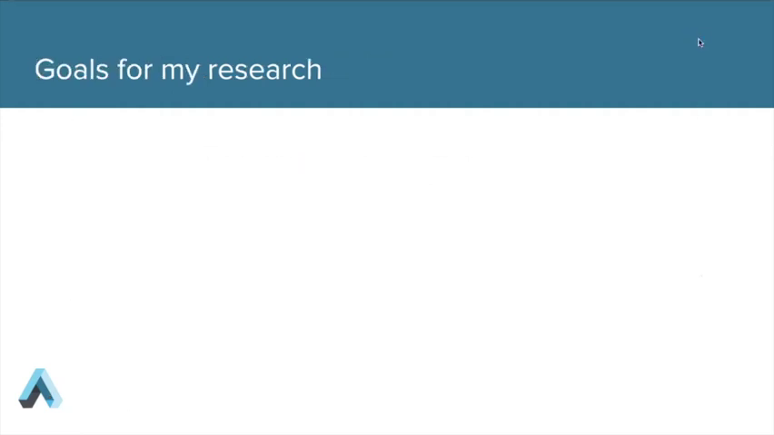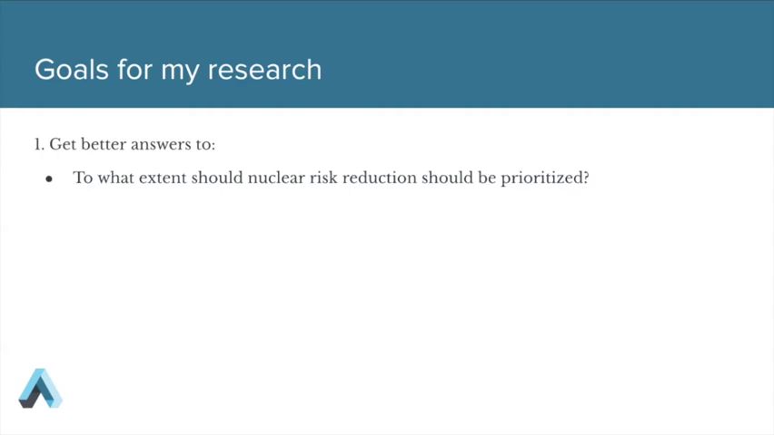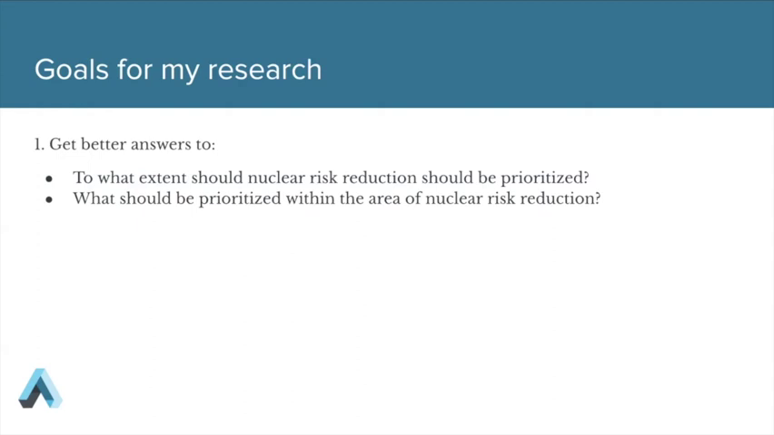So given all of that litany of uncertainties and confusions and disagreements, my research steps in, and there's basically two goals at a high level when you really zoom out. One, get better answers to the following questions. To what extent should nuclear risk reduction be prioritized? And what should be prioritized within the broad area of nuclear risk reduction? And this is especially from a longtermist perspective. I mentioned earlier this idea of existential catastrophes and harms to the long-term future. I'm not going into detail on that because I assume you are broadly familiar for the most part.